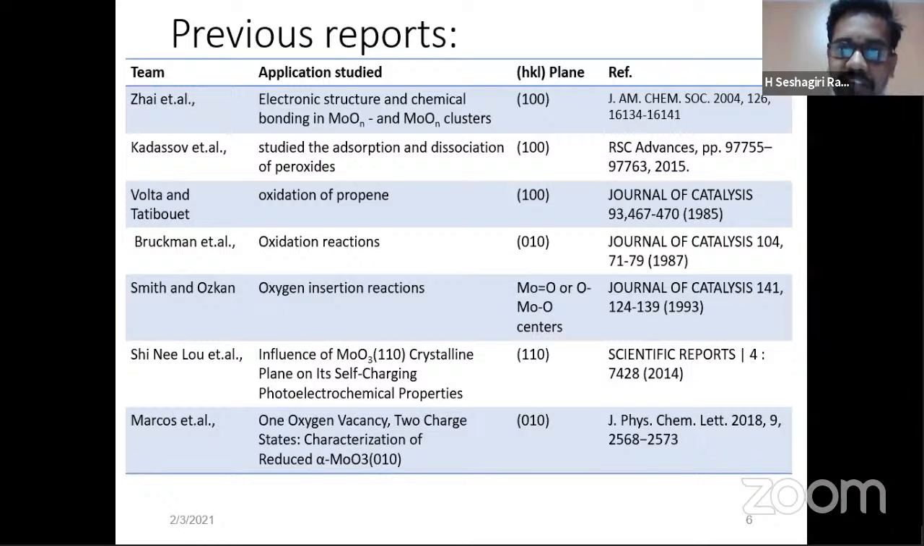Some of them claim that the 100 plane is the only catalytically active one, and some others say that the 010 plane is catalytically active, and in some other papers it has been published that the 110 plane is catalytically active. So here, this is the overall summary of some of the noteworthy publications.